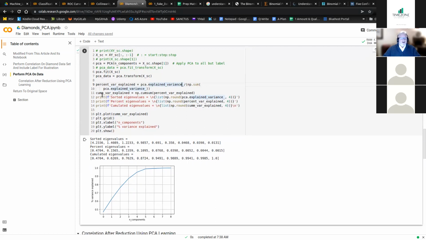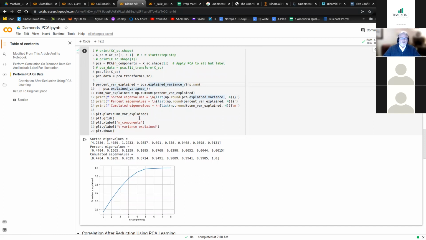And then we're looking at cumulative variance explained. So when you send in a vector like this one, it will instead return the first element. Then the second element of this will be the first plus the second element. And the third element will be the first plus the second plus the third element. So that's what, when we look at explained variance, you see we get these values right here.